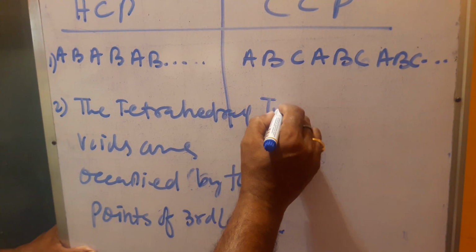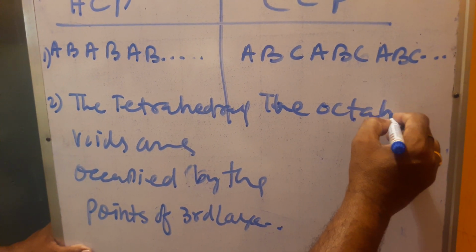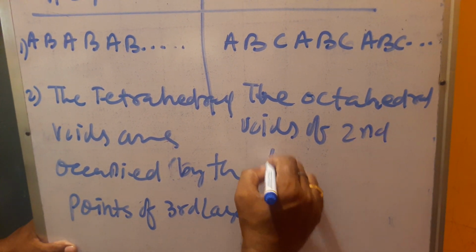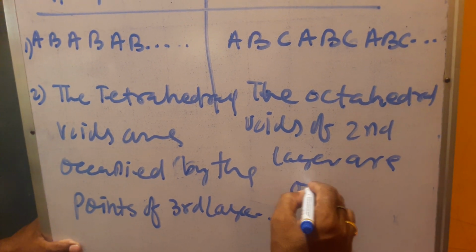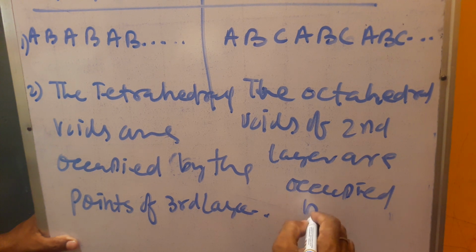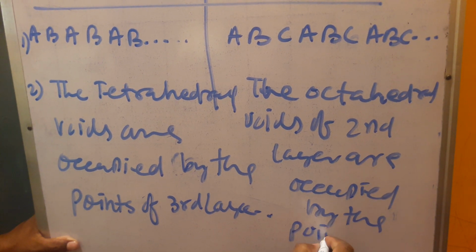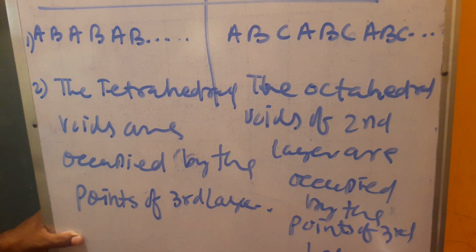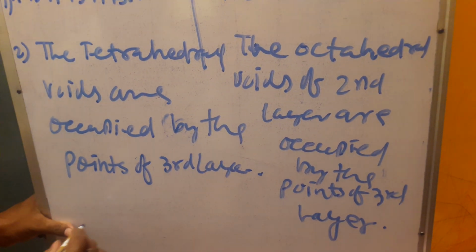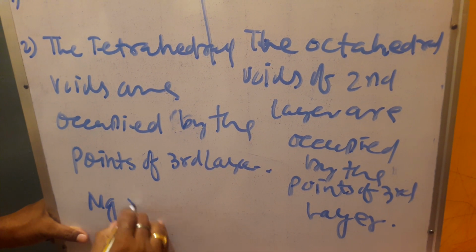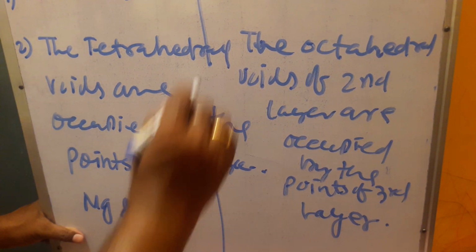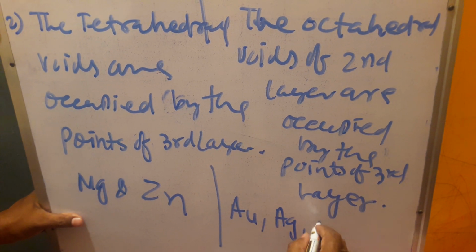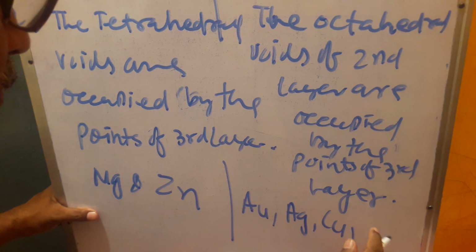Here the octahedral voids of the second layer are occupied by the points of the third layer. Okay, HCP packing is seen in case of magnesium and zinc, whereas CCP packing is seen in case of gold, silver, copper, aluminum, etc.